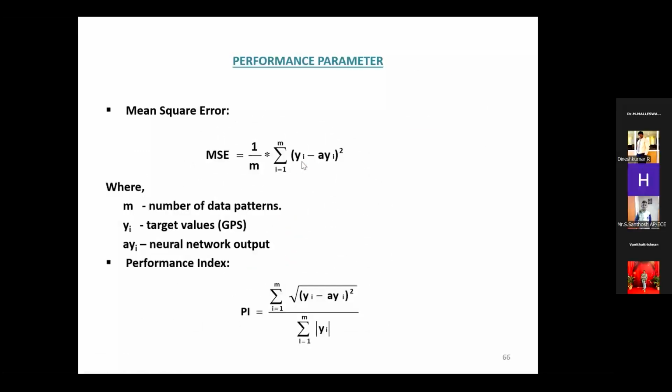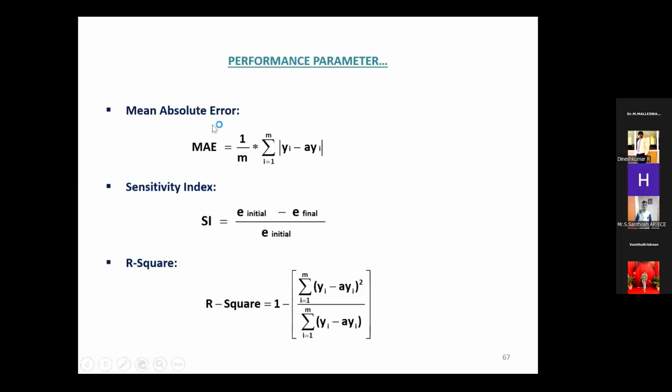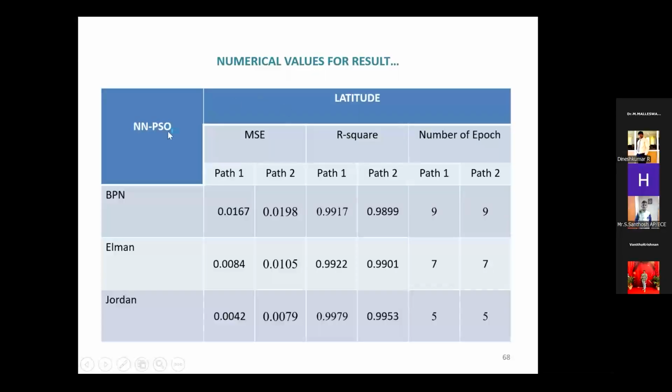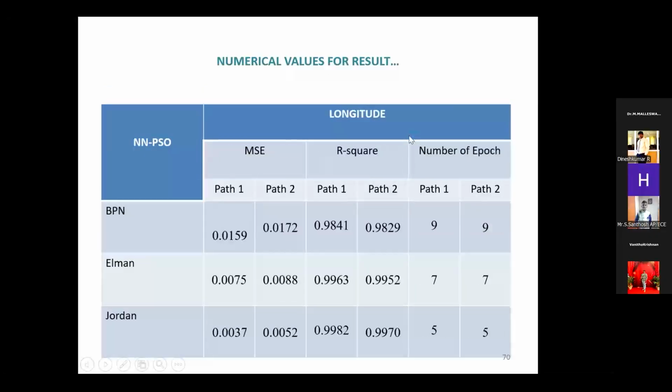And these are the measurement parameters like mean square error. This is the formula which I used for that. I think you all know. Performance index is another metric I calculated: the mean absolute error, sensitivity index, R square. So after applying these values on path 1 and path 2, path 1 for linear trajectory and path 2 for non-linear trajectory, in all the cases, I am getting Jordan giving a better output than PPN and Elman, for latitude as well as longitude.